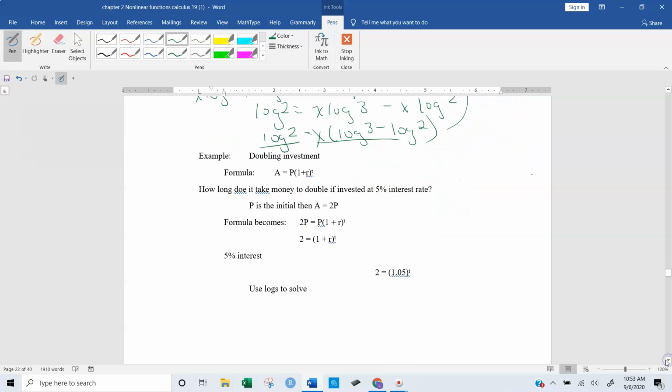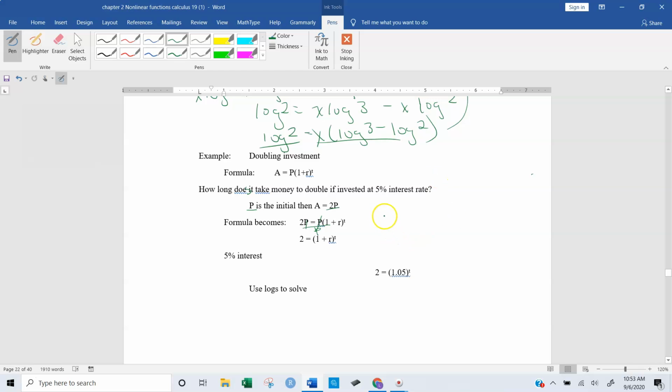Okay, here we go. Doubling an investment. How long does it take money to double if invested at 5% interest rate? So if P is my initial, then A is 2P because I need to double my initial amount. Well, that means when you divide by P on both sides, they're just gone. So we get 2 equals (1 plus r) to the t power.